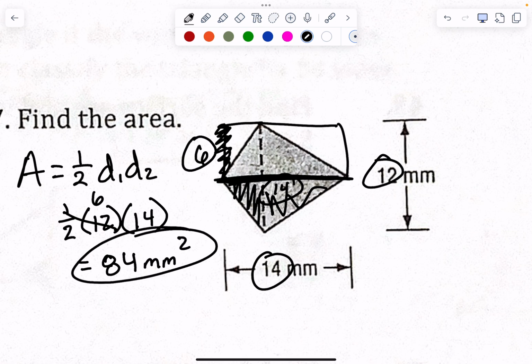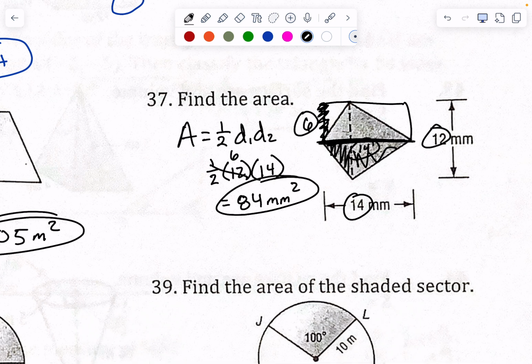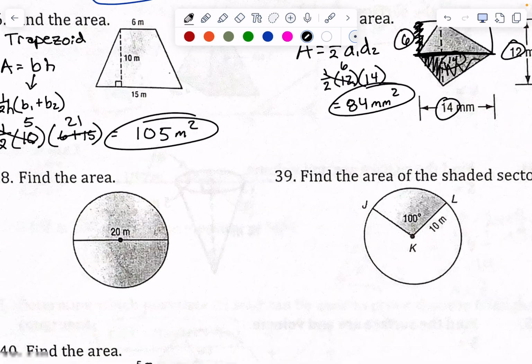Make sure you're writing these formulas down so you have them. Half D1, D2 is the formula for a kite. D1 and D2 mean diagonal. It's millimeters squared. Okay?